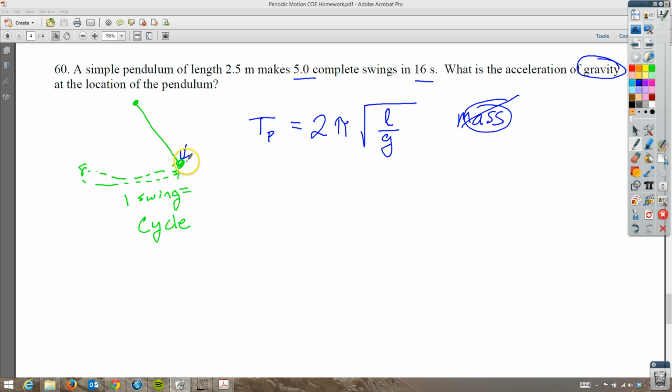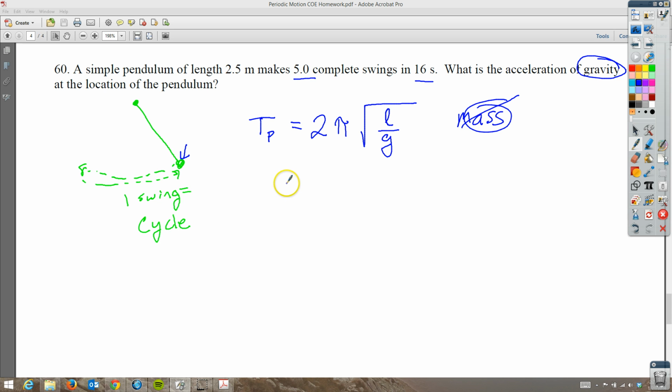So you could use a ping pong ball or a bowling ball. As long as the string would hold it, they should have the same period if you ignore air resistance and friction and all the other things that we normally need to worry about. At this point, we can rearrange this equation for gravity, or we can just plug everything in.